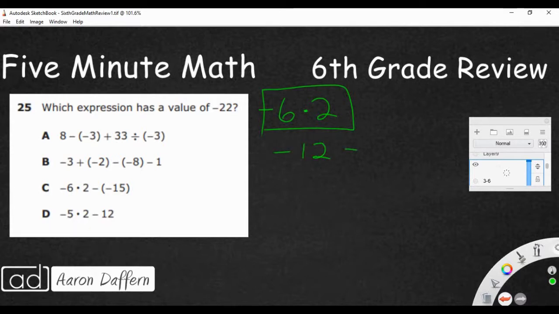And then we're going to do a minus negative 15. And remember, these two negatives are going to make a positive. So it's negative 12 plus 15. Well, that's going to get us 3. Still not what we need. So let's hope it's D.